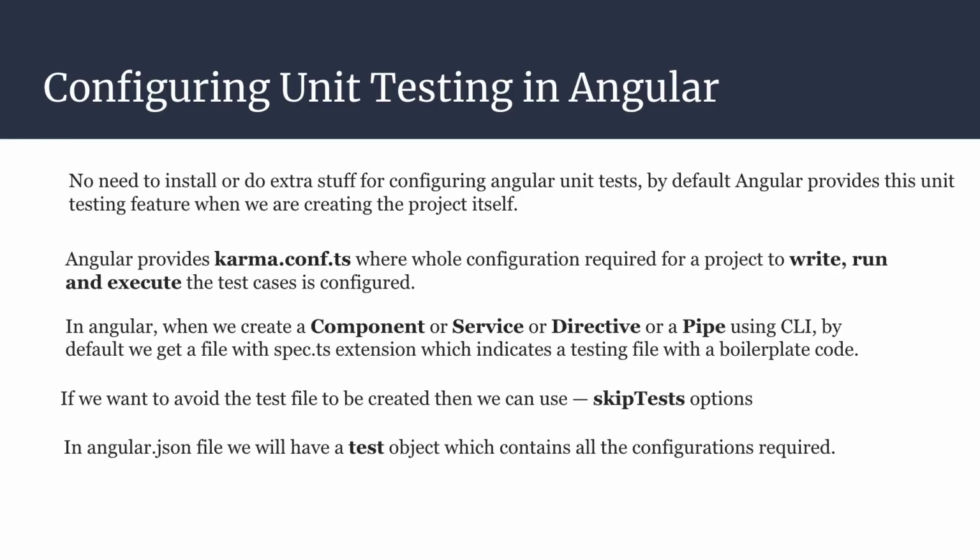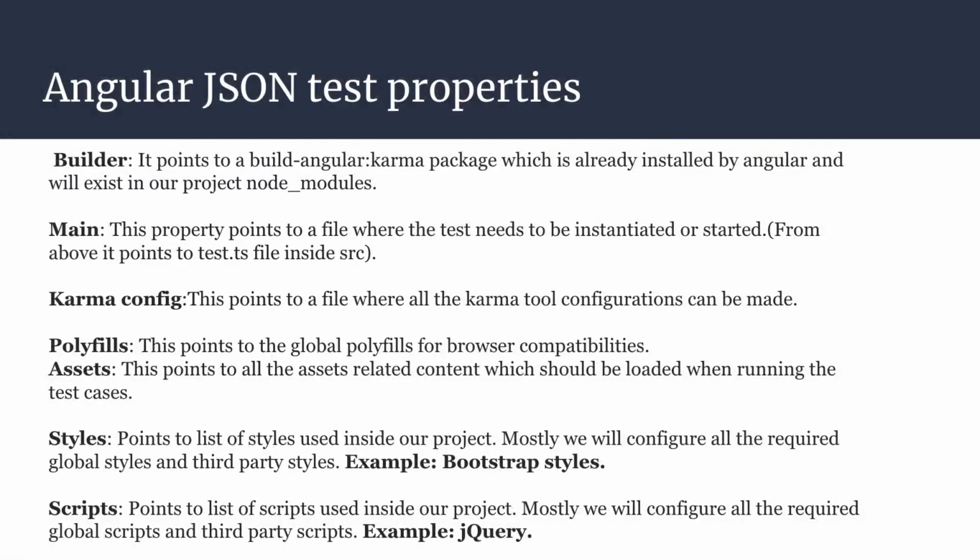In the angular.json file, we have a test object which contains all the required configuration. Let's try to understand each and every property in that object, how it behaves and what its purpose is. Inside the test object, the first property is called builder. Builder points to the build Angular Karma package, which is already installed in our Angular project and exists in node modules.